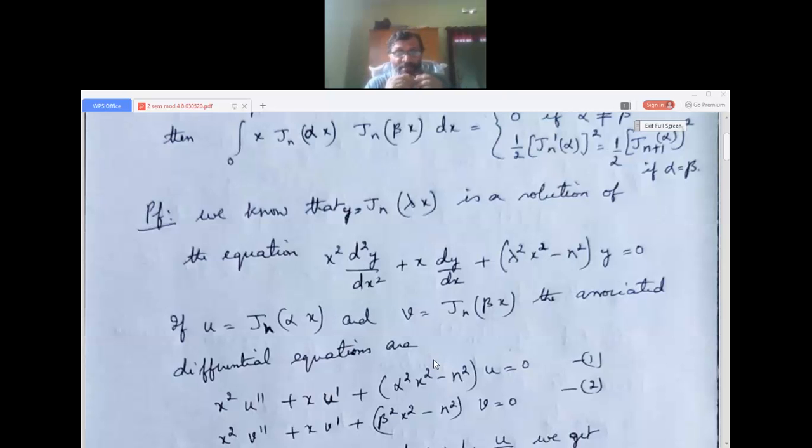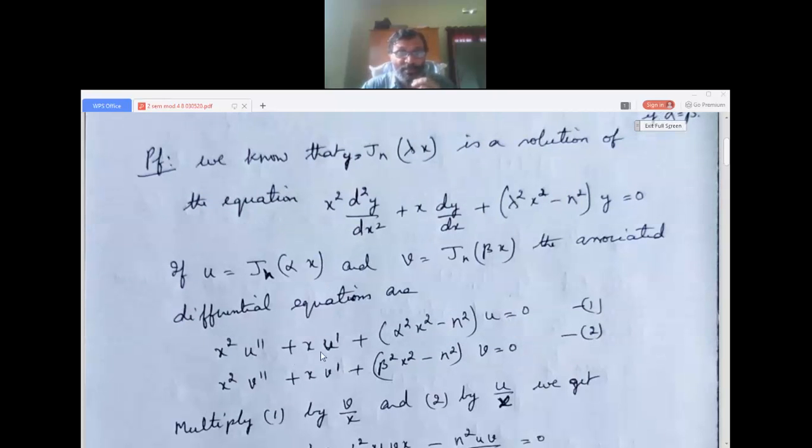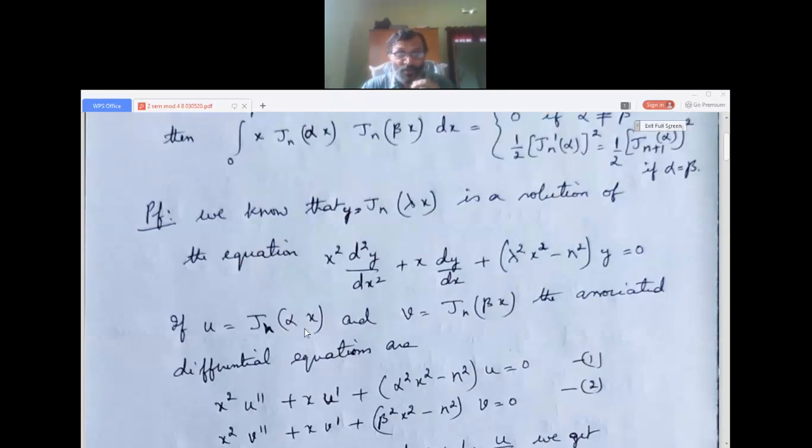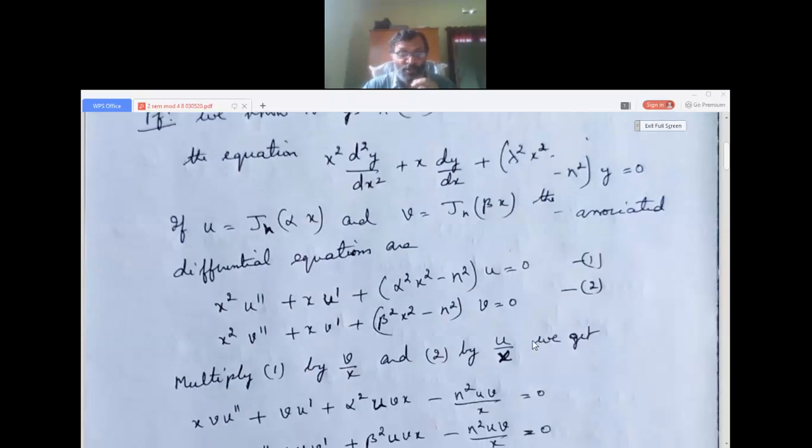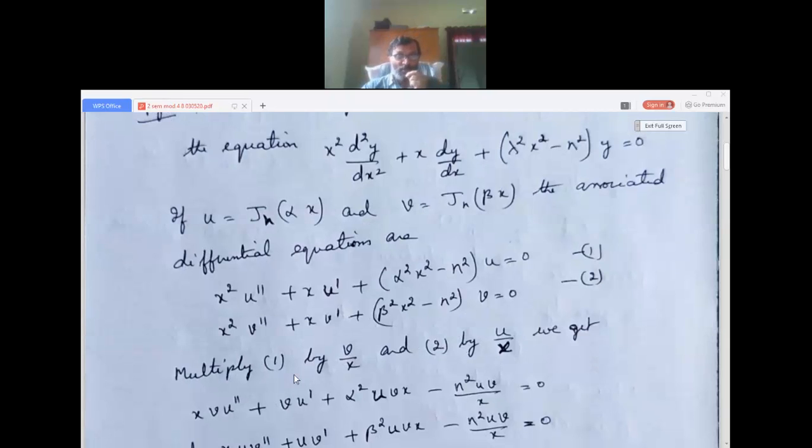x squared u double dash plus x u dash plus alpha squared x squared minus n squared into u equals 0. Second, v equals Jn beta x, so x squared v double dash plus x v dash plus beta squared x squared minus n squared into v equals 0. We multiply equation 1 by v by x, and the second equation by u by x.